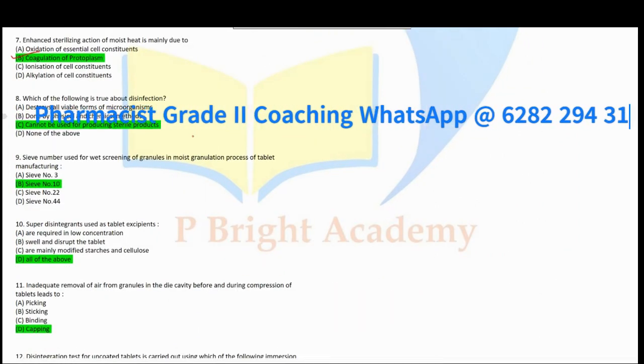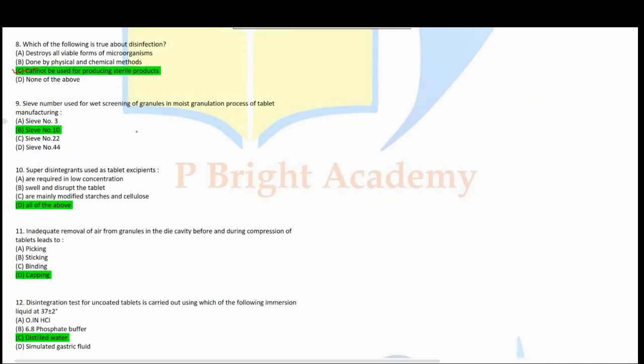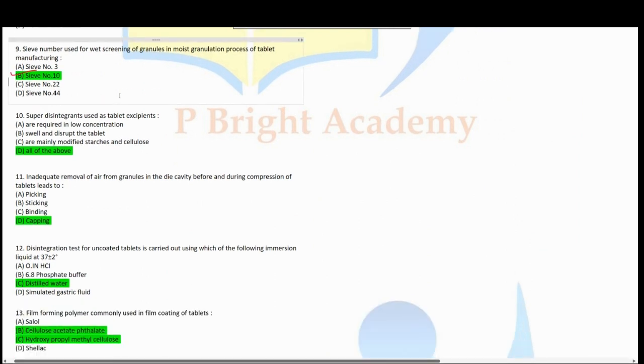Next, which of the following is true about disinfection? It cannot be used for producing sterile products. Ninth question: the sieve number used for the wet screening of granules in the moist granulation process of tablet manufacturing is sieve number 10. Super disintegrants used as tablet excipients are required in low concentration, swell and disrupt the tablet, and are mainly modified starches and celluloses. So option D, all the above, is the right answer.